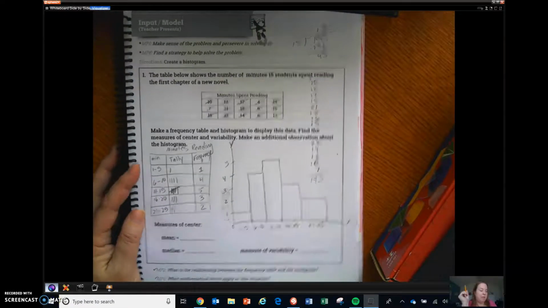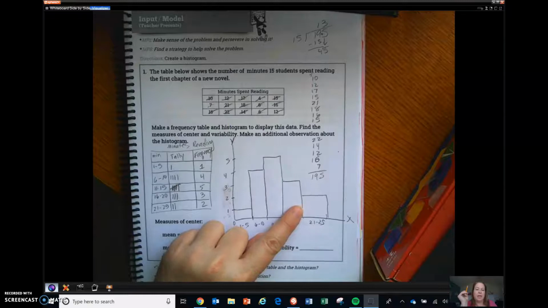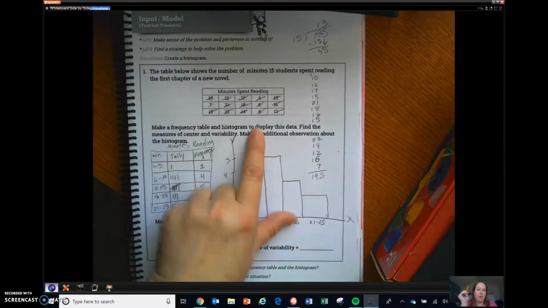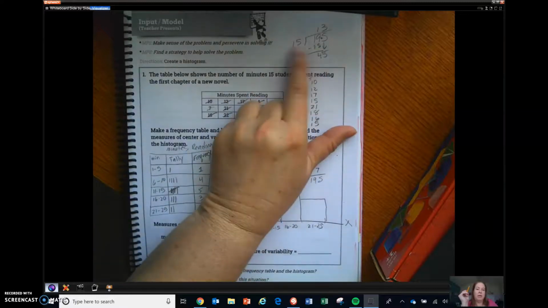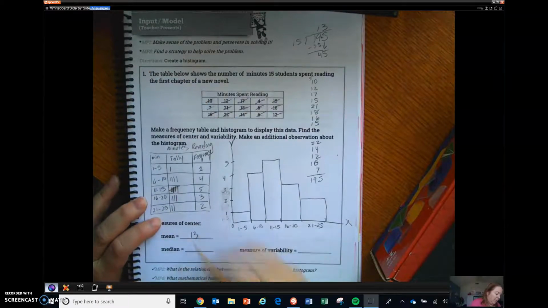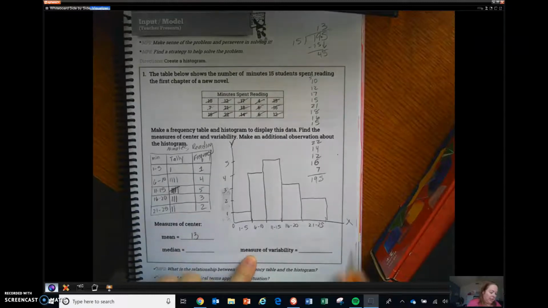Okay, so to get the mean, I went ahead and listed all the numbers and then added those up. I got 195. There's 15 numbers altogether. So I took 195 and divided by 15. So I got a mean of 13. And then I'm just going to not do median right quick. I'm going to show you that too.